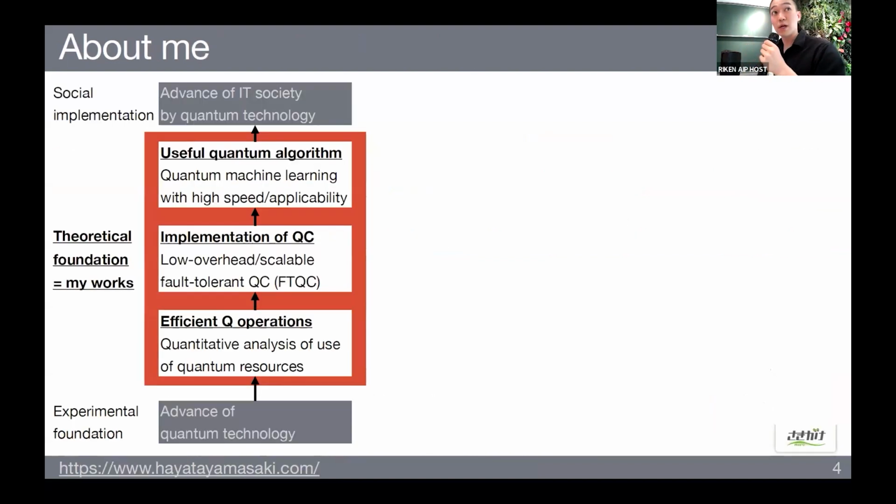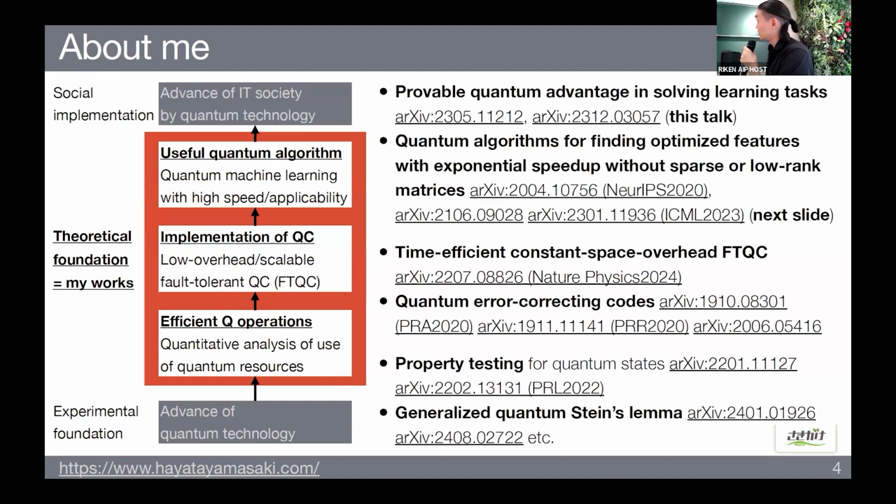Before going into detail, I would like to briefly introduce what I am doing from the broader perspective. In a series of my work, I am trying to connect recent advances of quantum technology in experiment and future advance of our IT society based on these quantum technologies. To achieve this goal, I am working on several different topics that in my mind are connected to each other. On the application side, I am developing useful quantum algorithms that especially aim to accelerate machine learning tasks with high speed and applicability.